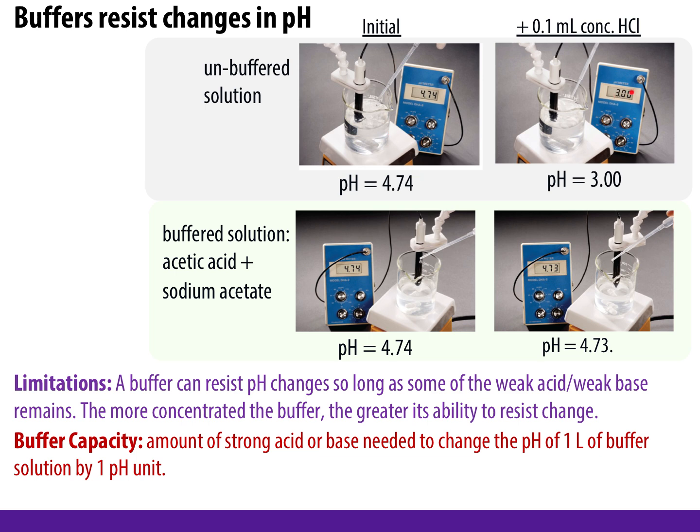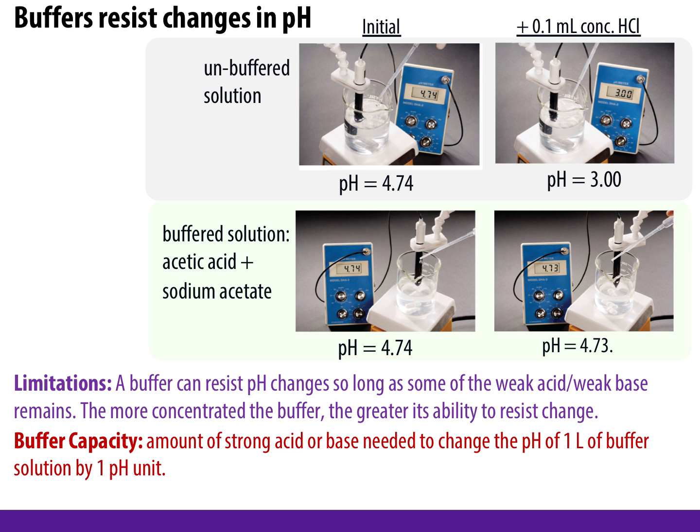When we add a little bit of concentrated acid, the pH changes by this huge amount, 4.74 to 3. When we have a buffered solution here, now the pH only changes by 0.01. So that's the whole point of a buffer. As long as some of that weak acid, weak base conjugate pair is available, it can resist changes in pH. Eventually, we will overcome the capacity of the buffer.